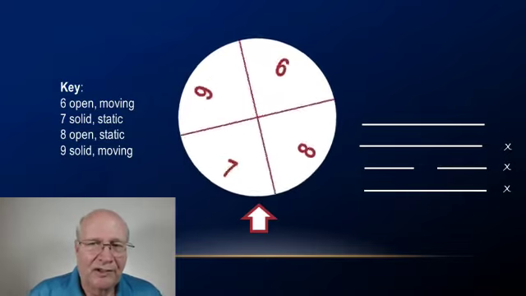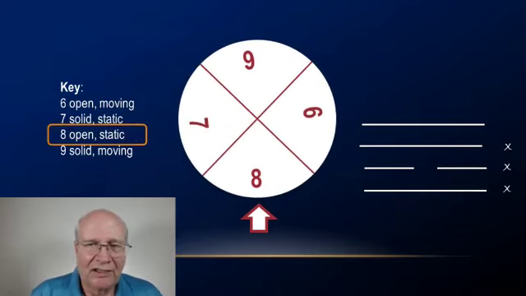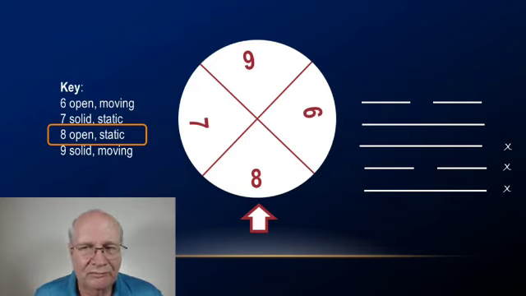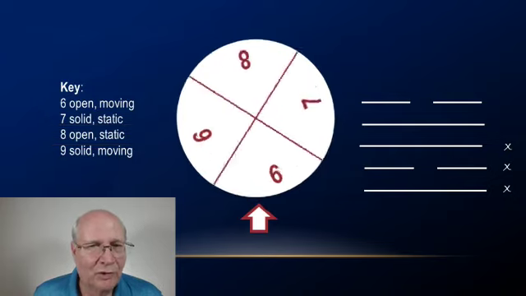Then we do it the fifth time. This time we get an 8. An 8 is even, open, and it's interior, static. So we put an open line down with no X by it. How many more times do you think we're going to spin the wheel? Well, we have 5 lines and we need 6, so one more time.